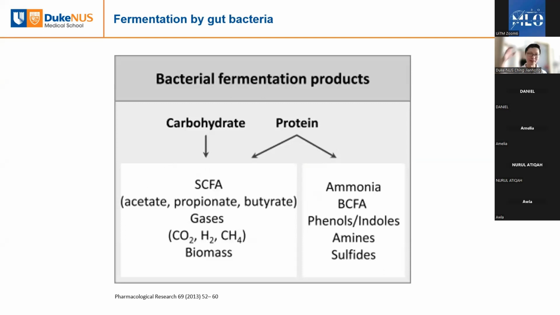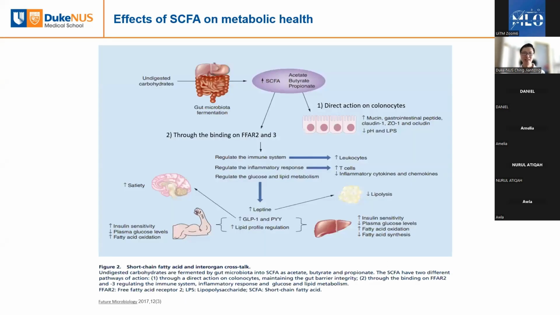Researchers like me are still trying to find out the mechanisms by which these bacteria exert their influence on our body. And one thing which we understand is that these bacteria ferment the food in your tummy, and then they produce chemicals. The carbohydrates become short-chain fatty acids and other gases, and the proteins become things like ammonia, branched-chain fatty acids, phenol, amine, sulfides, etc. What do they do? I'm not too sure. Still trying to research. There are some work being done.